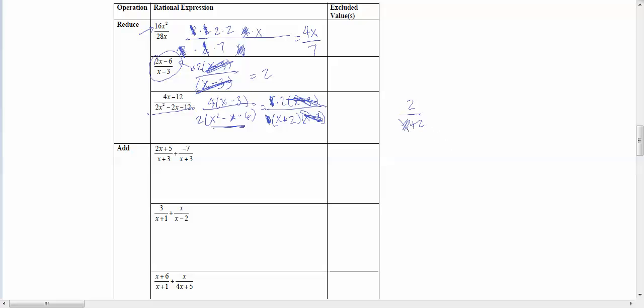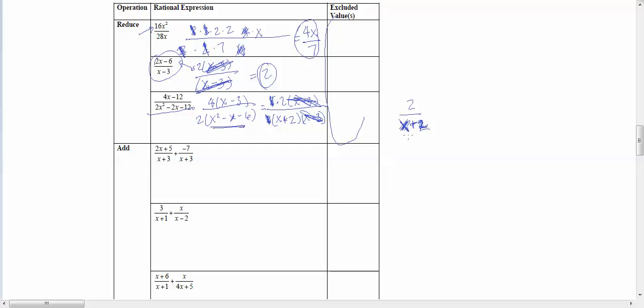Now, there is a column here that I've been ignoring. It's called excluded values. There are excluded values in this answer. There are certain things that x is not allowed to be because there's domain problems. And when you're dealing with fractions, the only domain problems you have to worry about is zeros in the denominator. Now, over here, there are no zeros in the denominator for this answer. And then over here, there's also no zeros in the denominator because the denominator is 7.